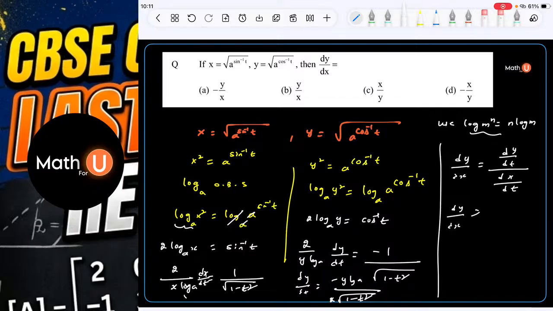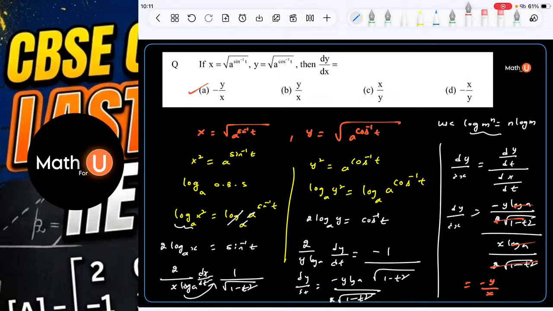Okay, here also same, cross multiply. In the numerator we get minus y log a by 2 times the square root of 1 minus t square. Similarly here also we get x log a by 2 times the square root of 1 minus t square. Here log a gets cancelled, and finally we get minus y by x. Then option A is the correct answer.